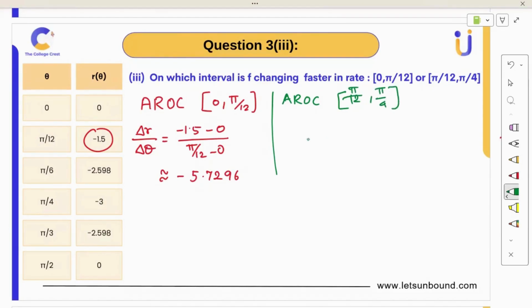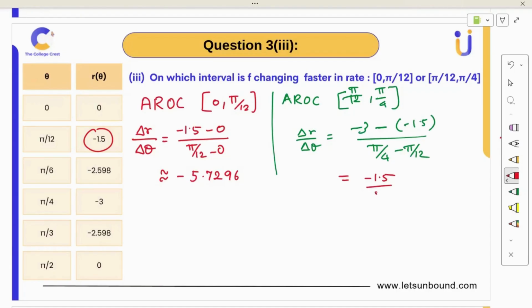Next, I will find the average rate of change on the other interval, pi by 12 to 5 pi by 4. So del r over del theta is going to be, at pi by 4 it's minus 3, the formula has a minus, at pi by 12 it's minus 1.5, divided by pi by 4 minus pi by 12. You can directly go for a calculator or simplify. Minus 1.5 over pi by 6, and you can further simplify this. You will get negative 2.8648.